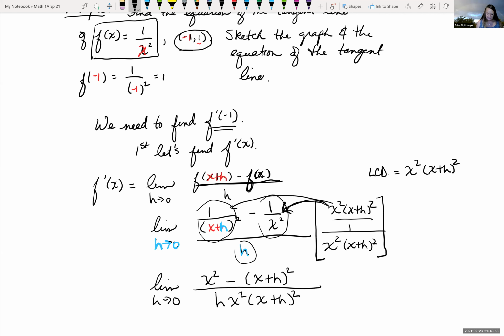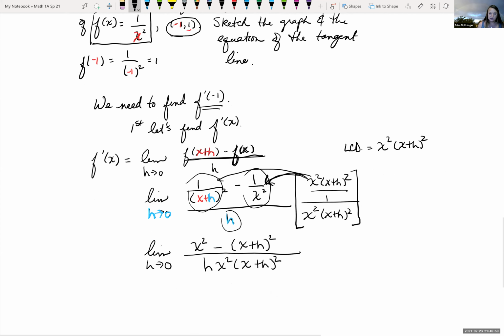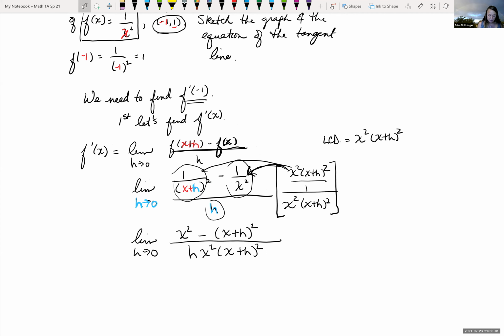Okay, so we need to clean this up. Unfortunately, if we plug in 0 for h, it would still give us 0 over 0. Let's not manipulate the denominator. Let's keep it in factored form. But let's go through and expand this x plus h quantity squared, and then distribute that negative after we've done that.